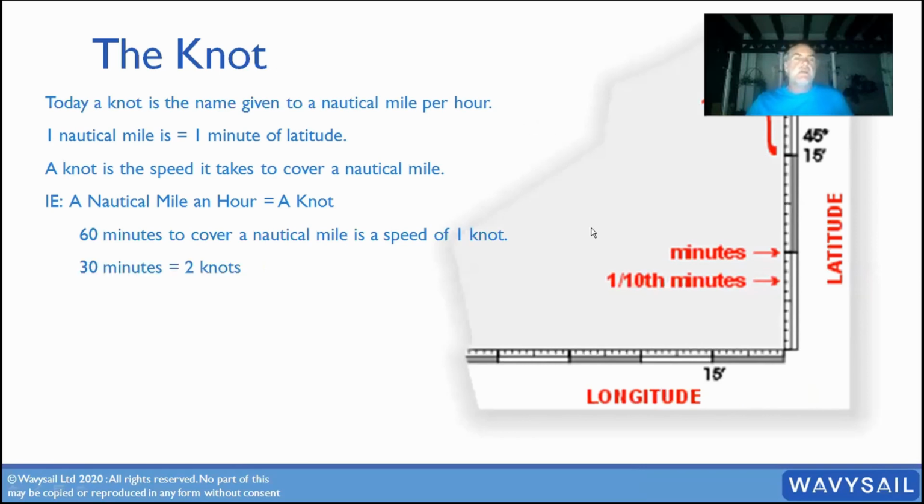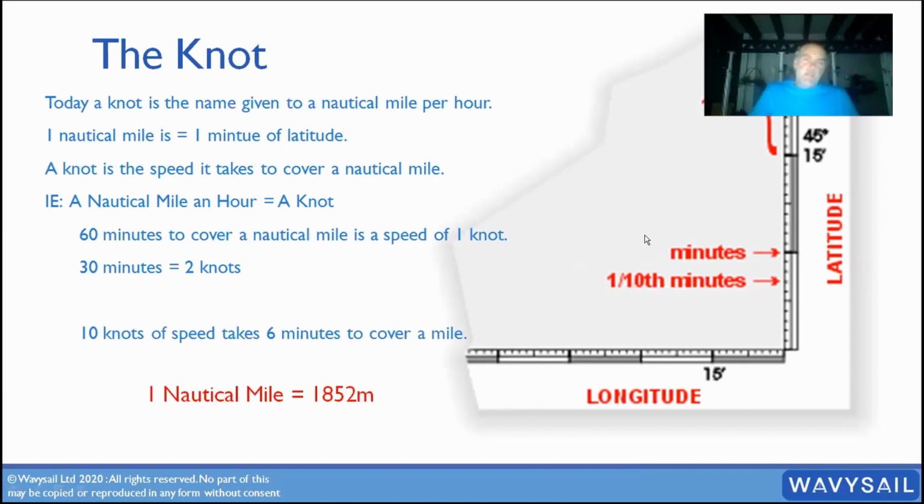Okay, so if you're doing a nautical mile in an hour, you're doing 1 knot. If it takes 30 minutes, we're doing 2, and so on and so forth. If you're doing 10 knots, it'll take you 6 minutes to cover a mile. So it's just a normal time speed calculation. Very, very simple. You can just say, if I'm doing 6 knots, then I have covered 6 nautical miles if it took me 60 minutes.